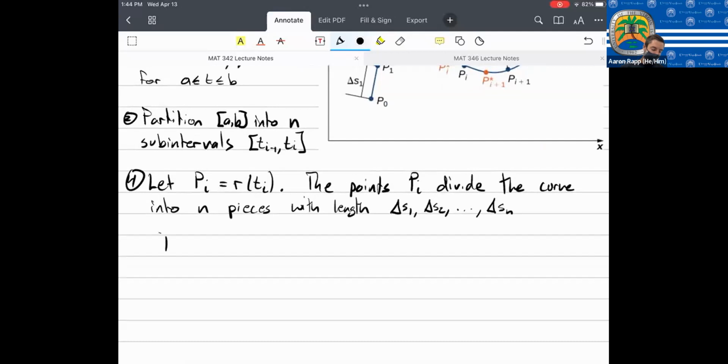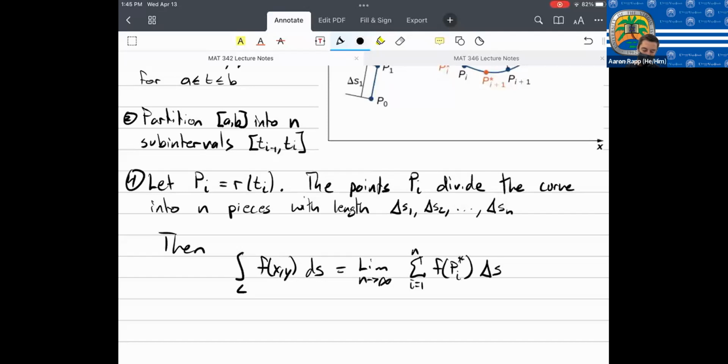And if I do this to infinity, the integration over that curve C for this function with respect to the curve just becomes the length of each of those partitions along the curve, those delta S's, times the height, where the height's just coming from some particular point.